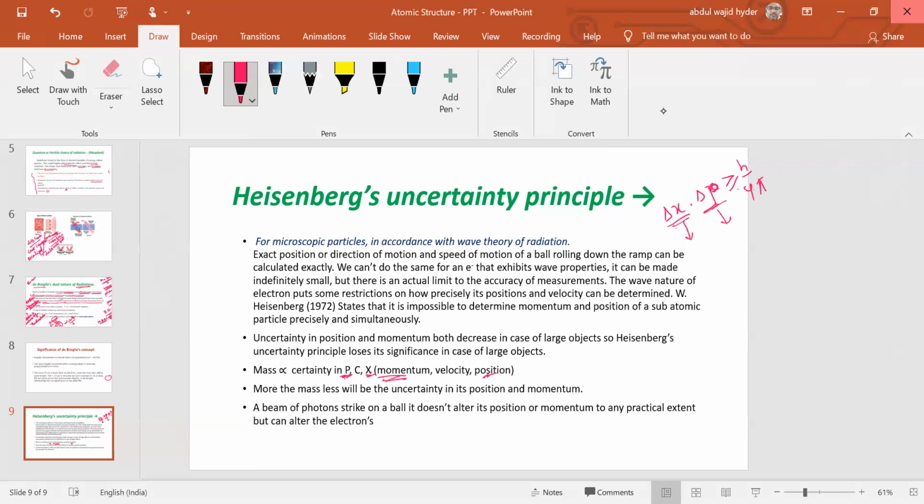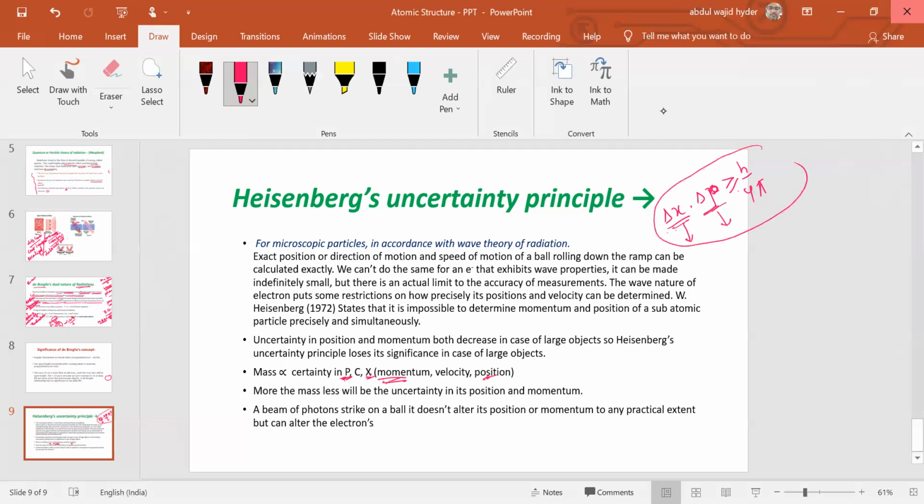So the product of change in position and change in momentum will always be greater than or equal to the ratio of h and 4 pi. This is not bookish language. In bookish language, it is something else. But you should know this also. The product of del x and del p is greater than or equal to h upon 4 pi, the ratio of h and 4 pi.